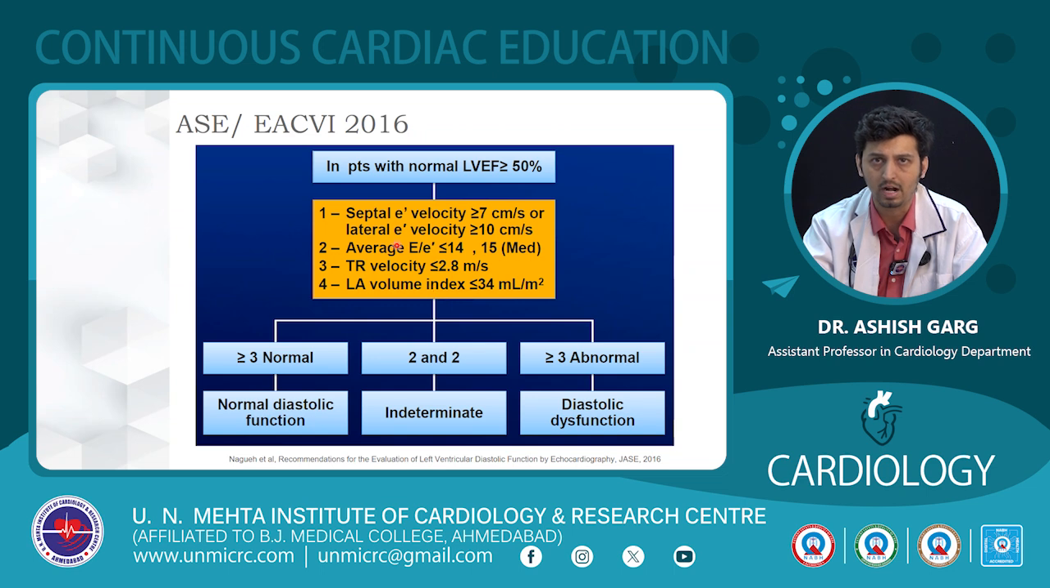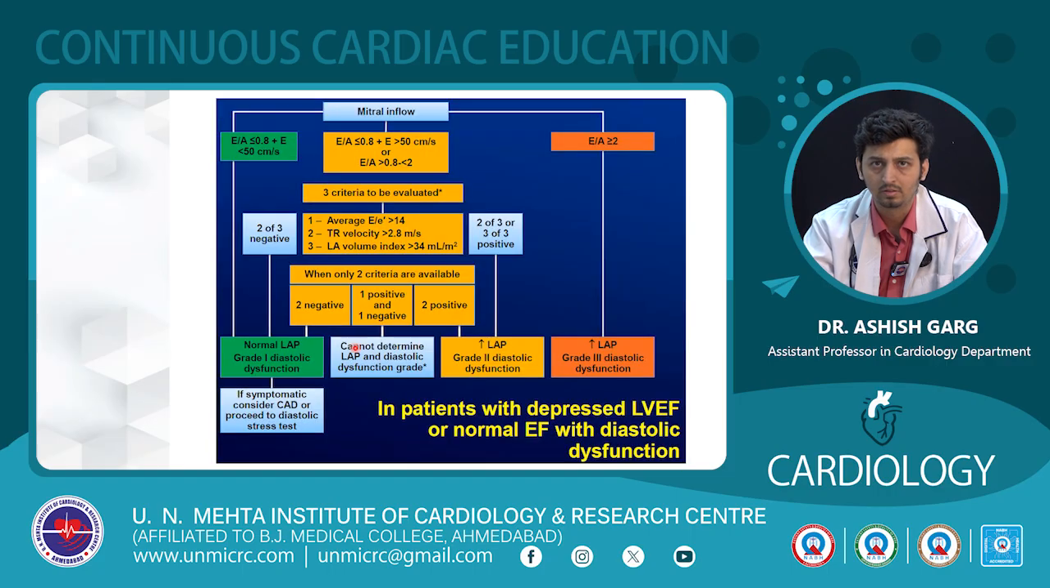That is the septal and the lateral E prime velocity, the E by E prime, the TR velocity, and the LA volume index. And we must measure these 4 whenever trying to grade diastolic dysfunction in any patient. I'll repeat again, the E prime, the E by E prime, the TR velocity, and the LA volume index. This flow chart depicts the same that we have already discussed.